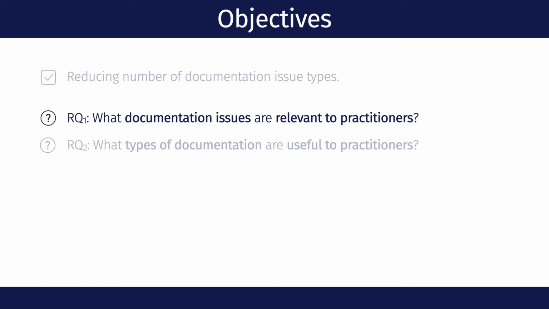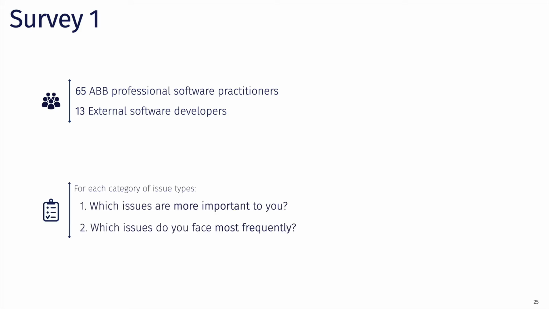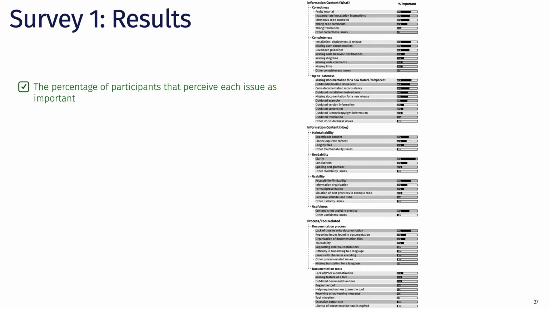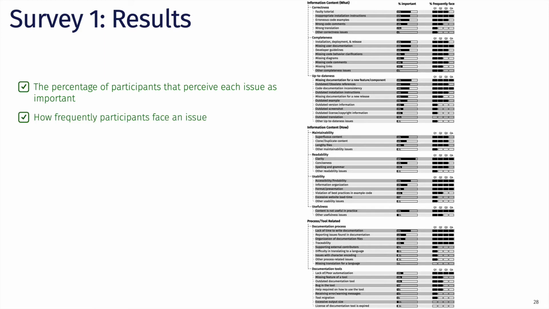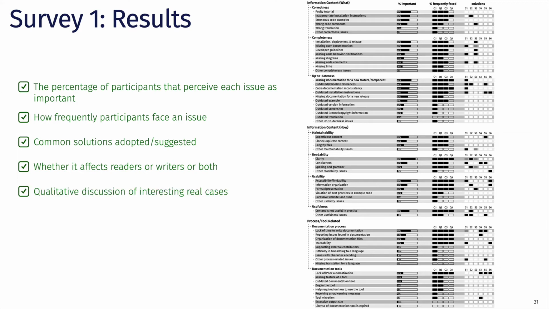Moving on to our first research question, we conducted a survey with 78 software professionals, mostly employed by ABB company. The survey basically asked participants to select the documentation issues which are more relevant to them, or issues encountered more frequently. Based on the collected responses, in the paper we report the percentage of participants that considered an issue as important, how frequently participants face them, common solutions adopted or suggested by practitioners, whether they affect documentation readers or writers or both, an in-depth discussion of interesting cases shared by practitioners, and finally, discussion of possible future research directions.